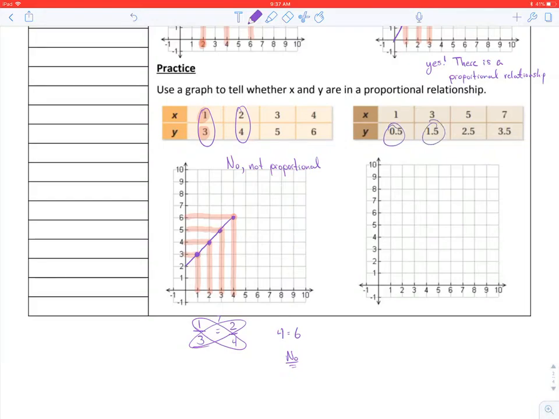Now this last one, we've got some decimals involved here, but hopefully that does not confuse you anymore at this point in the semester. We're going to start with our x value, which is at 1. And then we're going to go up half of a point. So we're just going to go up to here. Not all the way at 1, just half. And then for 3, we're going to go here to 3, and then up 1.5. We're going to go to 5, and we're going to go up 2.5. And then we're going to go to 7 and go to 3.5.